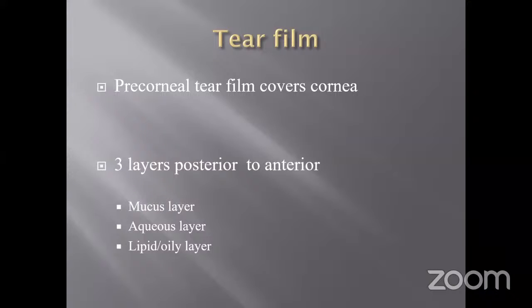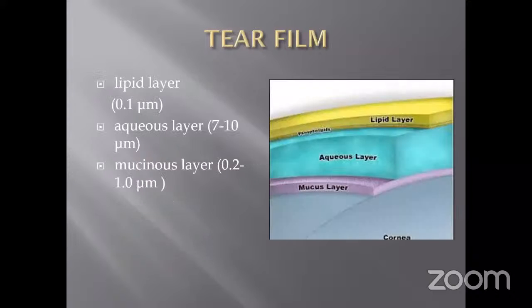So precorneal tear film covers the cornea. It has 3 layers from posterior to anterior. It is mucus layer, then comes the aqueous layer, then the lipid layer. This is how the 3 layers are being arranged.